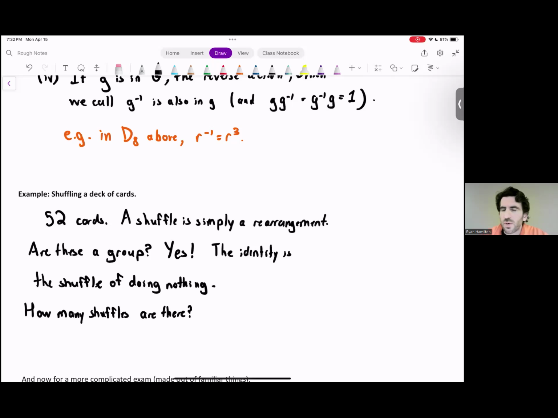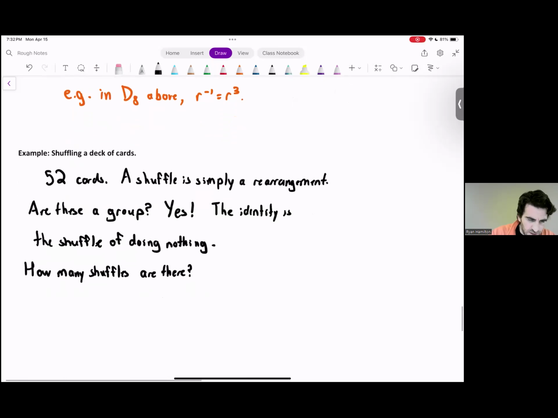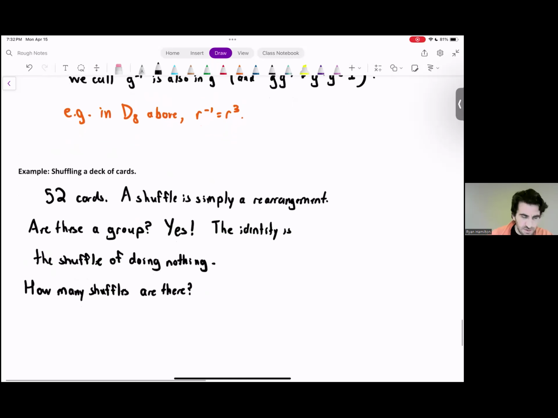So maybe I'll pose that question to the audience. Does anybody know how many different ways I can shuffle a deck of 52 cards? How many rearrangements of 52 are possible? Go ahead and use the chat if you have some idea. It's okay if you don't. That's right, Amy. 52 factorial.